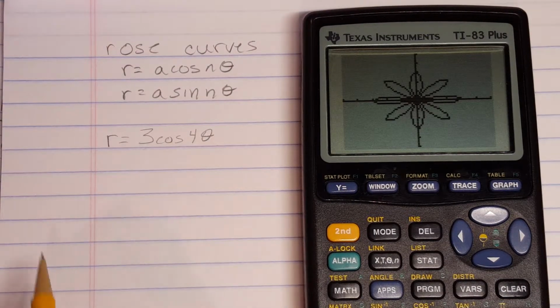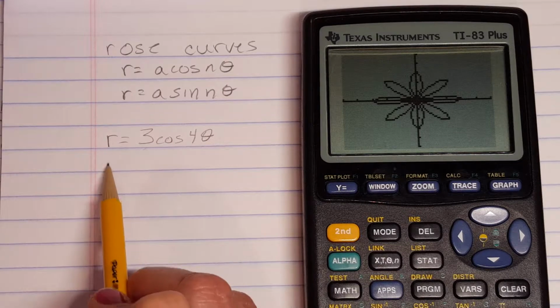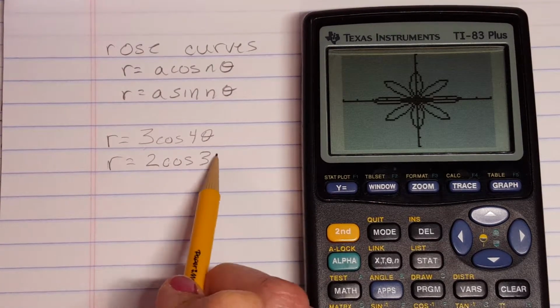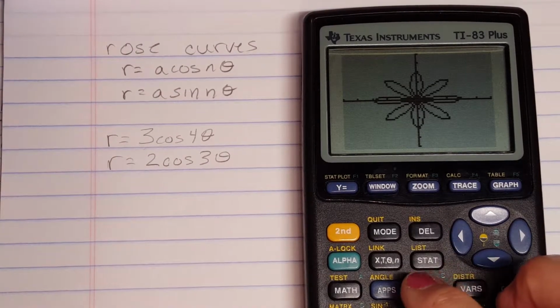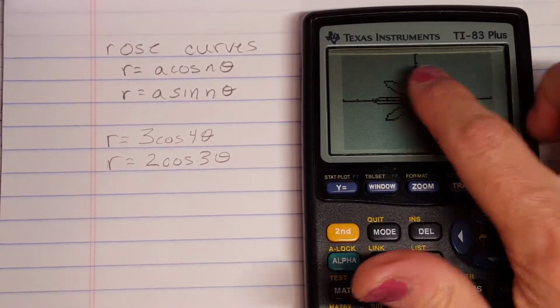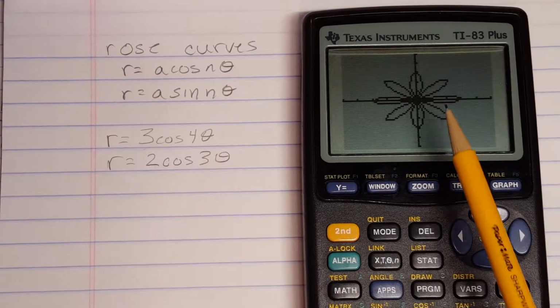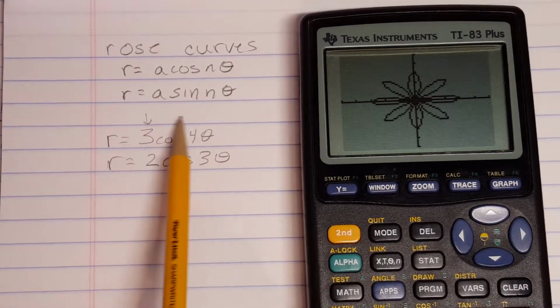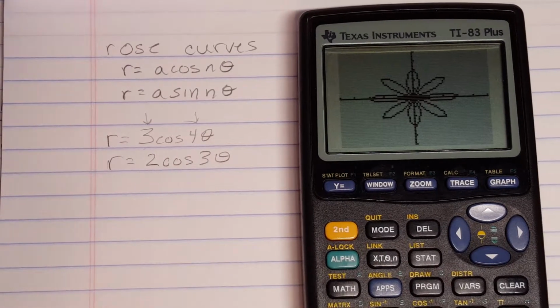And instead of 3 cosine 4 theta, what if I said r equals 2 cosine 3 theta? And you'll start to see some trends go on. So this has 8 petals. And if you look, this petal goes out to a distance of 3, right? So my first one had 8 petals, went out to a distance of 3.